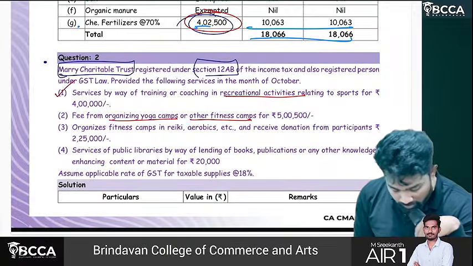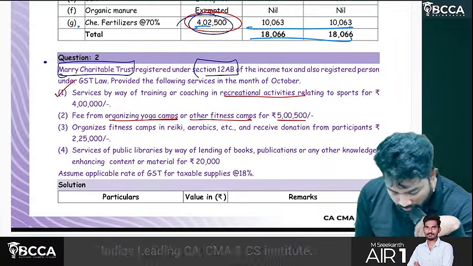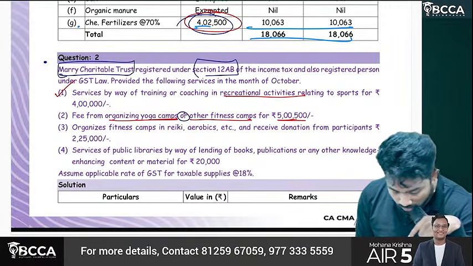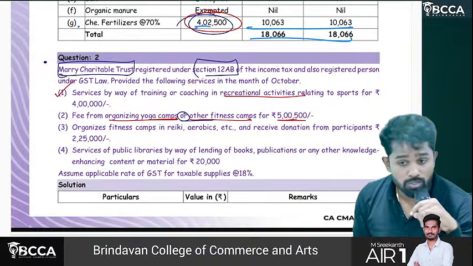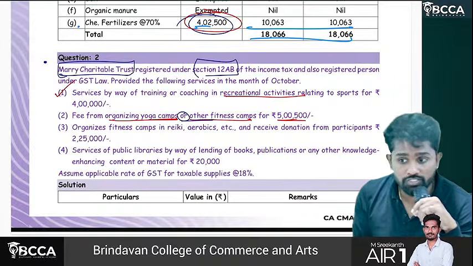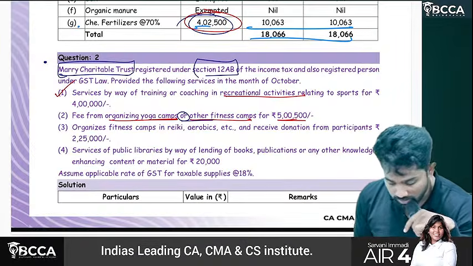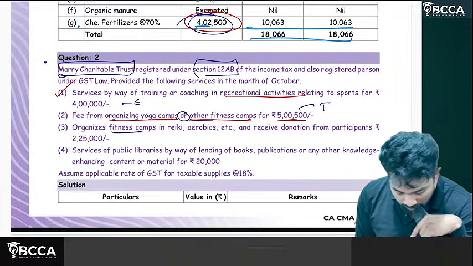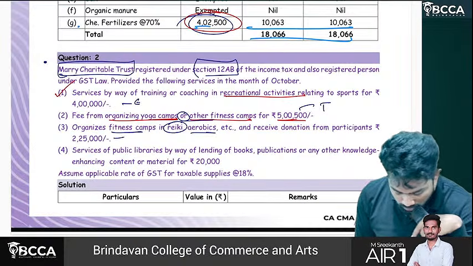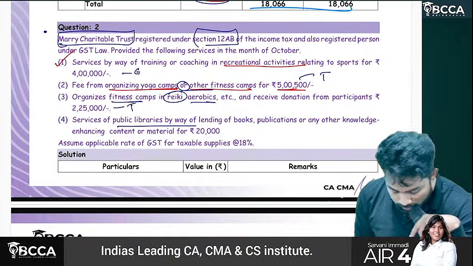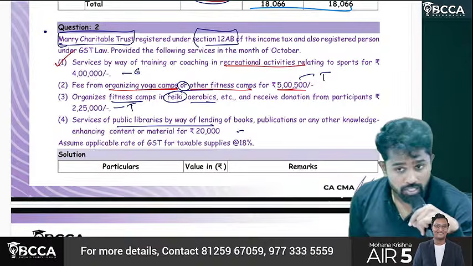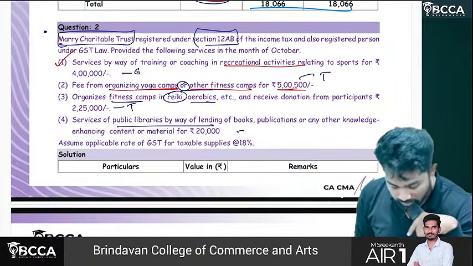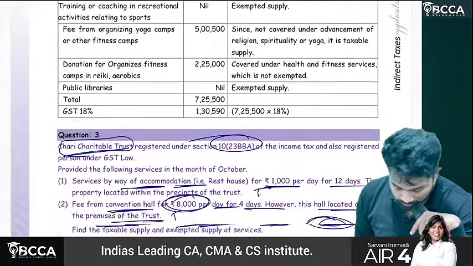Fee from organizing yoga camps or other fitness camps. Sir, here if they had mentioned only yoga camps, then we might have exempted this. But what they referred to here is yoga or other fitness camps also. Sir, only yoga is exempted. If it is another fitness camp, then not exempted. That's why it is taxable. Then organizing fitness camps in Reiki, aerobics, those are also taxable. Then library services, sir, exempted. Towards the end there is a point related to libraries, that is also exempted.